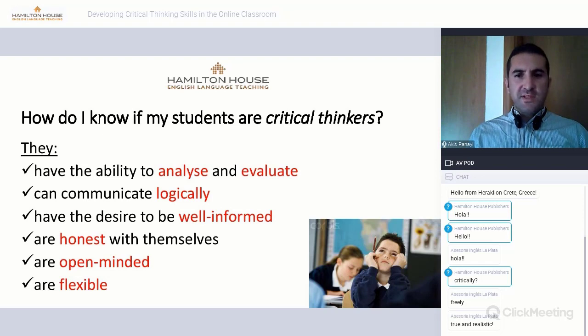They are honest with themselves. They know what they can do. They know their strengths. They know the areas that they need to work on. And they give themselves deliberate practice in those areas with, of course, the teacher's guidance. They are open-minded and they're flexible. They can adapt easily.